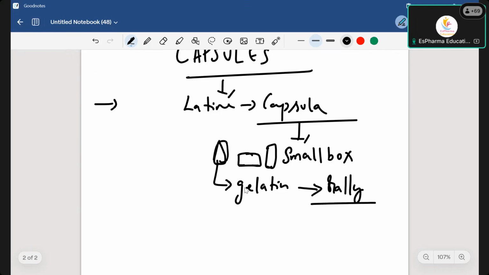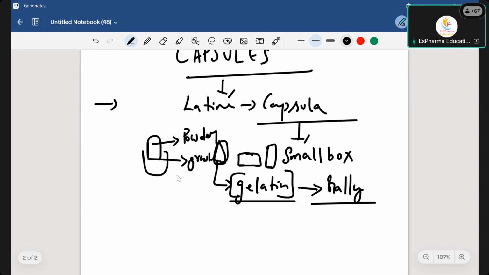Okay, so please remember, where many people get confused is that gelatin means only this capsule shell. The head and the body are made up of gelatin. The inner part may be filled with powder. Some capsules are filled with powders, some capsules are filled with granules.